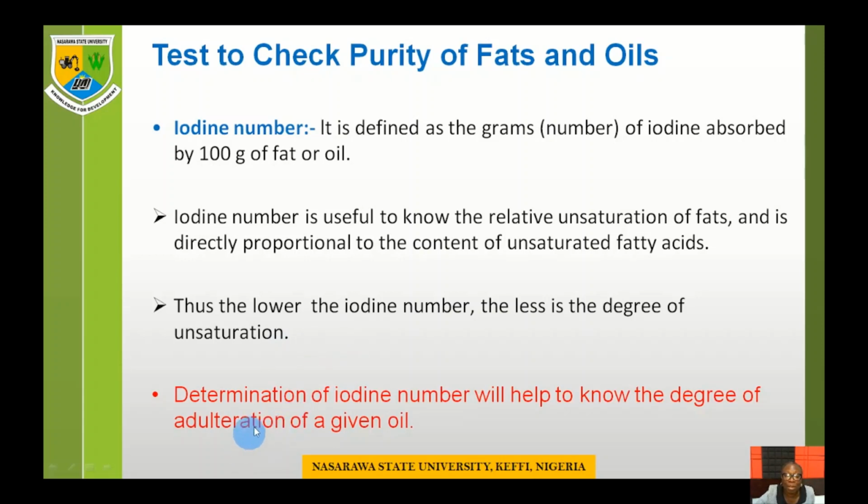So determination of iodine number will help to know the degree of adulteration of a given oil, whether the oil is good for consumption or not. Like I said, if it is low, it might not really be good for consumption. The higher the iodine value, the better the fat or the oil.